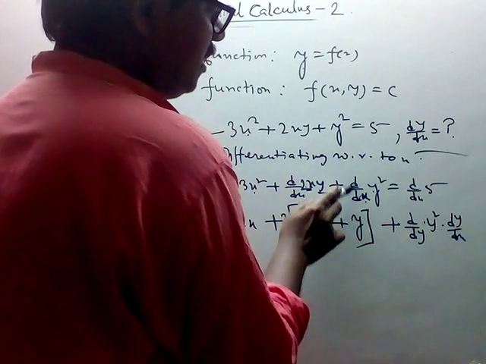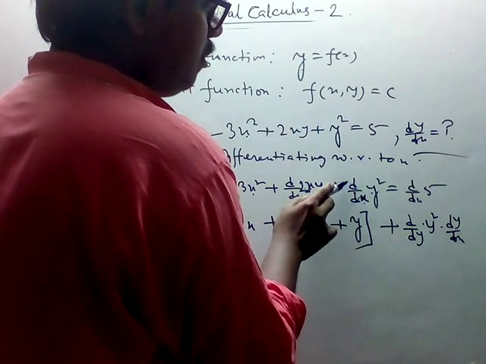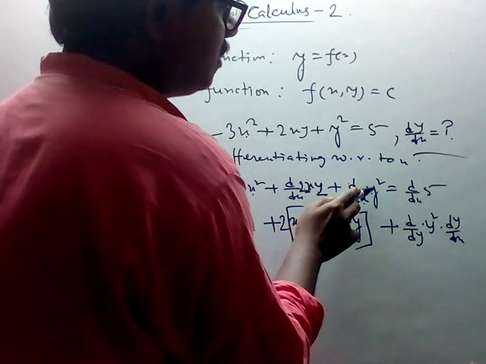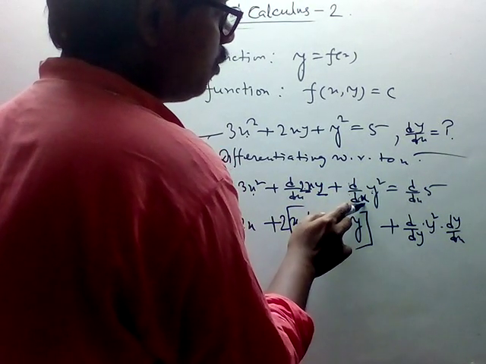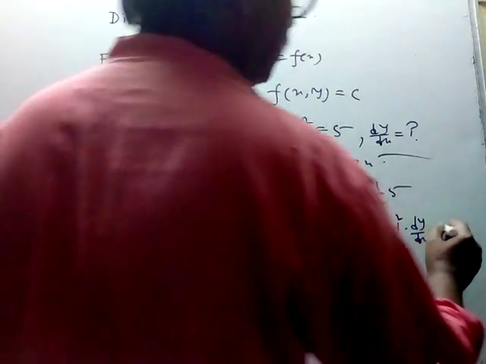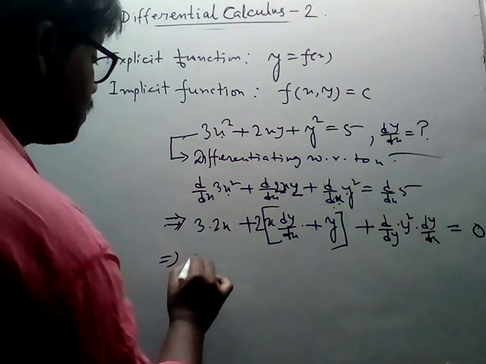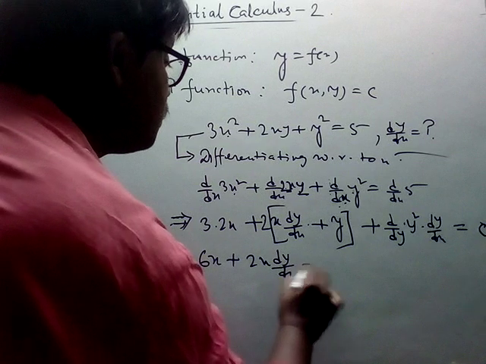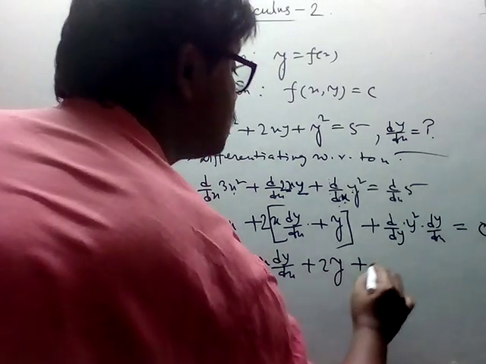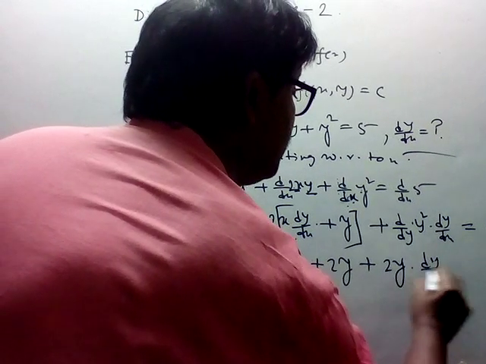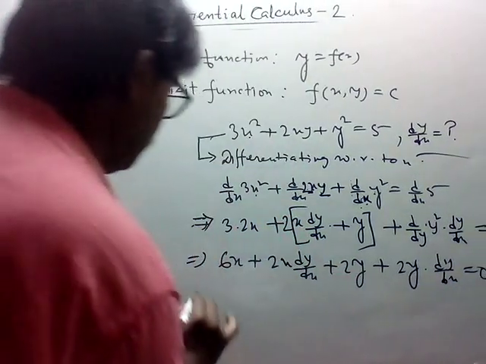Since it is a function of y, we have to make it dy function of y, so we have to make here y squared into dy/dx. This equals the derivative of 5, which is 0. This equals 6x plus 2x dy/dx plus 2y, plus the derivative of y squared with respect to y, which is 2y into dy/dx, equals 0.